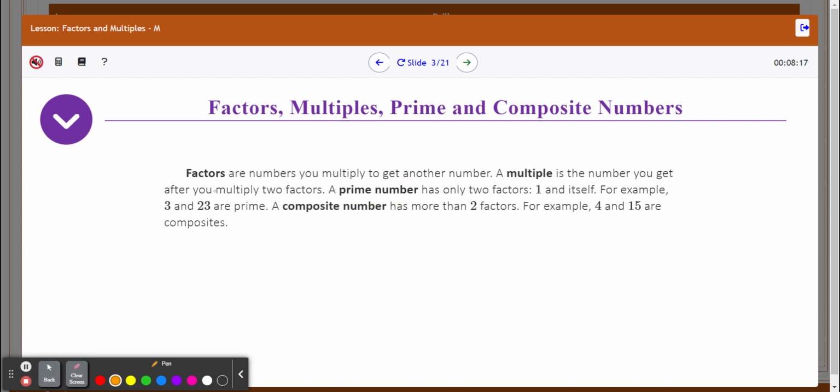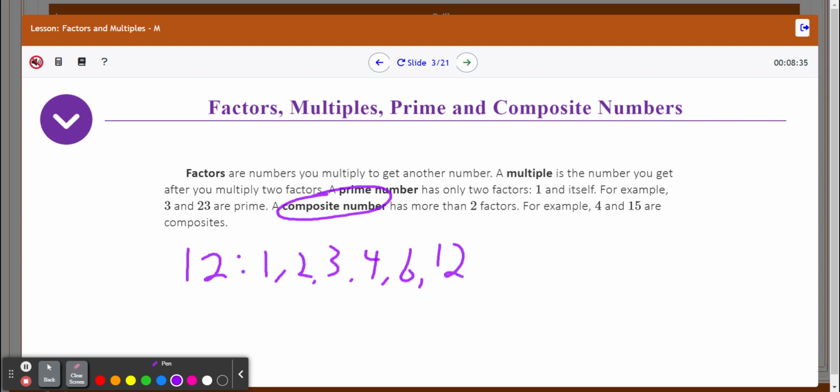And then we have what's called a composite number. A composite number is a number that has more than two factors. So we talked about 12 before. 12 has many factors: 1, 2, 3, 4, 6, 12. That's a composite number. 15 is a composite number. 1 times 15 is 15, but also 3 times 5 is 15. So a composite number, unlike a prime number, has more than two factors.